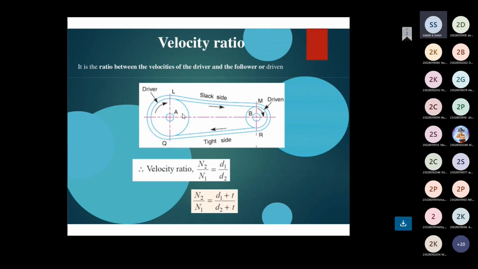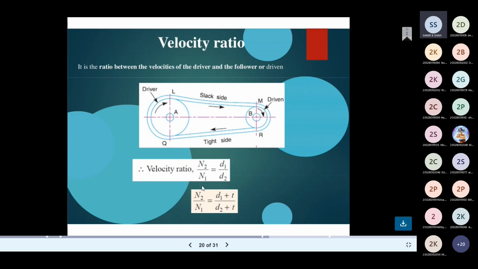So n2 by n1 is equal to d1 by d2. Sometimes the thickness is given to us. On that time we consider n2 by n1 is equal to (d1 plus t) divided by (d2 plus t). So this is a very basic equation, and it will be very helpful to us whenever we start to calculate examples.